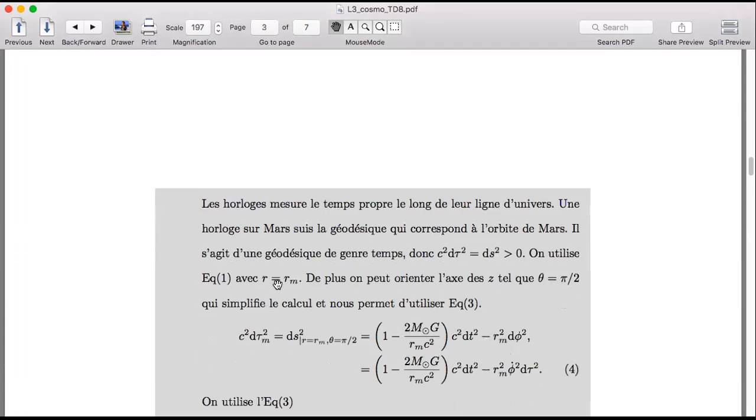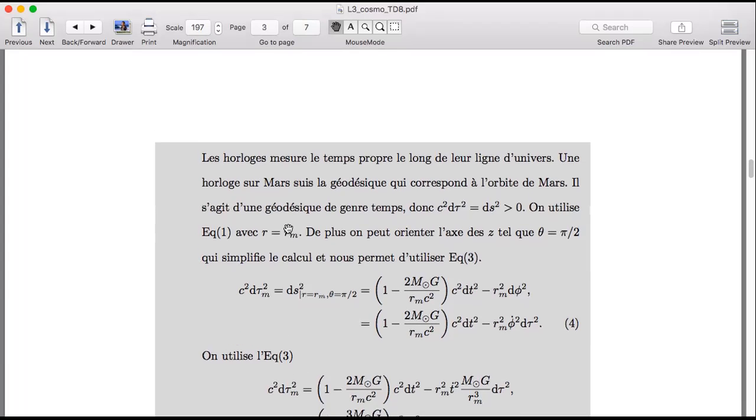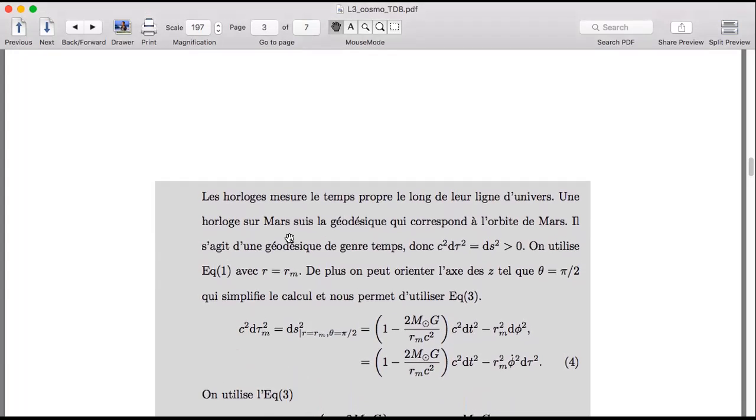So r we're going to set to be the distance from the center of the solar system to Mars. Let's start with the calculation for Mars. It'll be the same for Earth, except you change all the parameters to that of Earth.